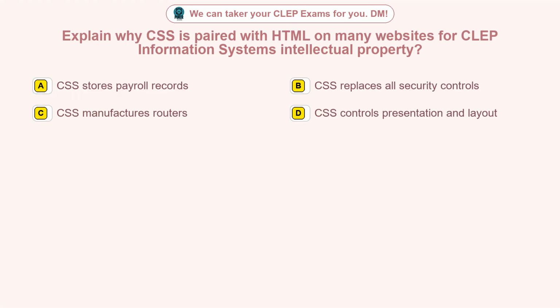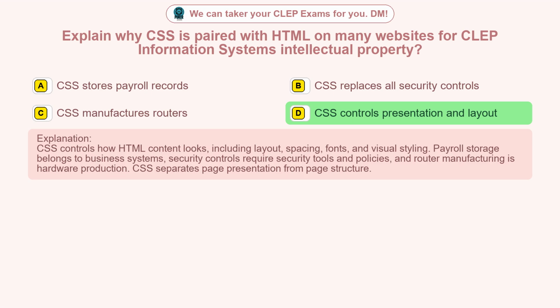Question 35. Explain why CSS is paired with HTML on many websites for CLEP Information Systems intellectual property. Option A. CSS stores payroll records. Option B. CSS replaces all security controls. Option C. CSS manufactures routers. Option D. CSS controls presentation and layout. The correct answer is option D. CSS controls presentation and layout.